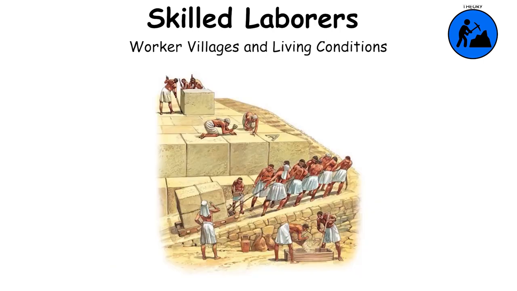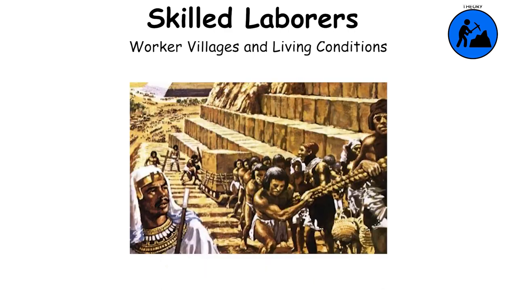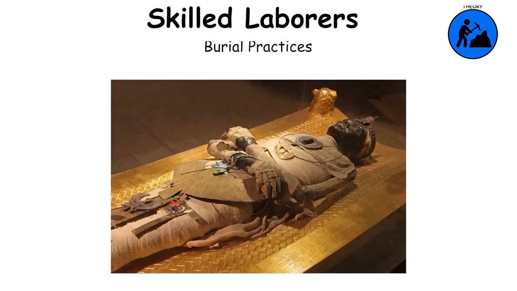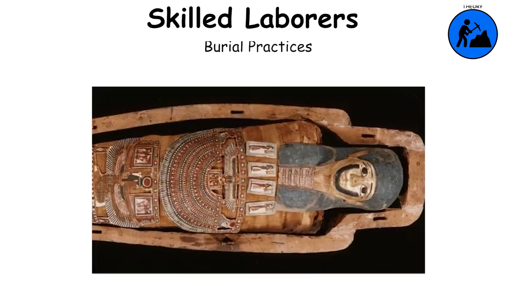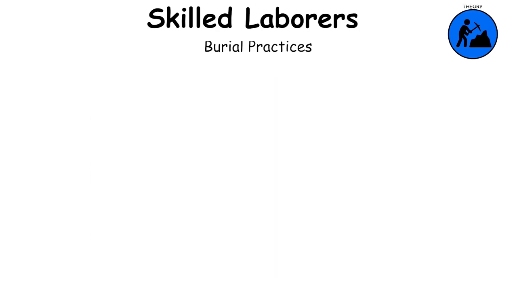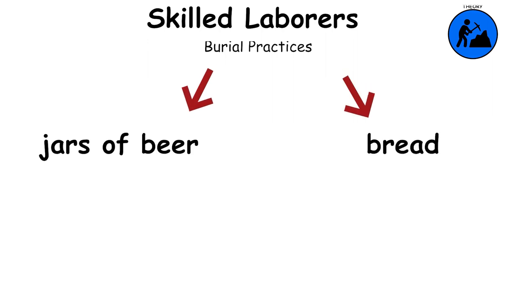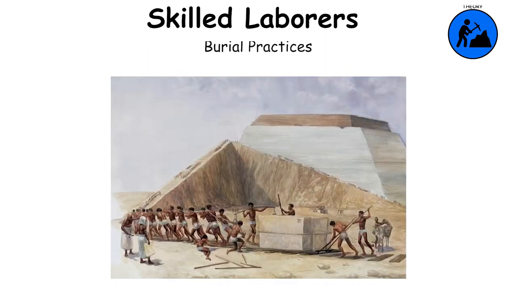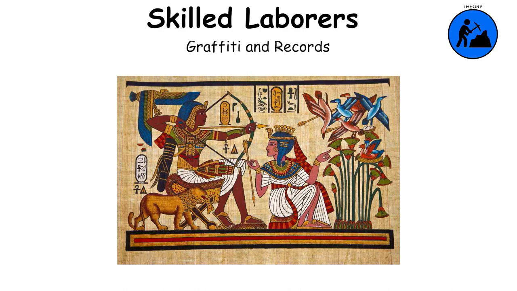The workers were well fed, as indicated by the large quantities of animal bones (cattle, sheep, and goats) found at the site, suggesting they received high-quality food. Burial practices. The tombs of the workers were found close to the pyramids, indicating a place of honor. These tombs contained supplies for the afterlife, such as jars of beer and bread, which would not have been afforded to slaves. Graffiti and records.